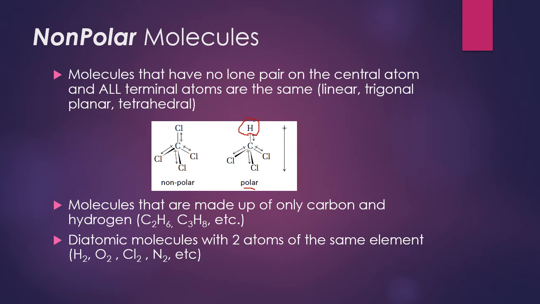Last but not least, diatomic molecules with 2 atoms of the same element. So if you have a hydrogen and hydrogen attached to each other, their electronegativities cancel each other out, so it's going to be nonpolar. Same goes with any of the other diatomics. There are actually 7 elements on the periodic table that exist as diatomics in nature: hydrogen, oxygen, chlorine, nitrogen, and the rest of the halogens as well.